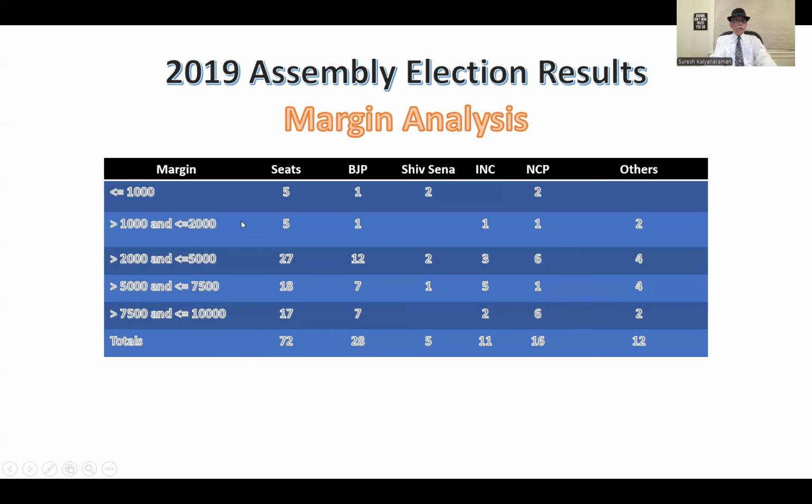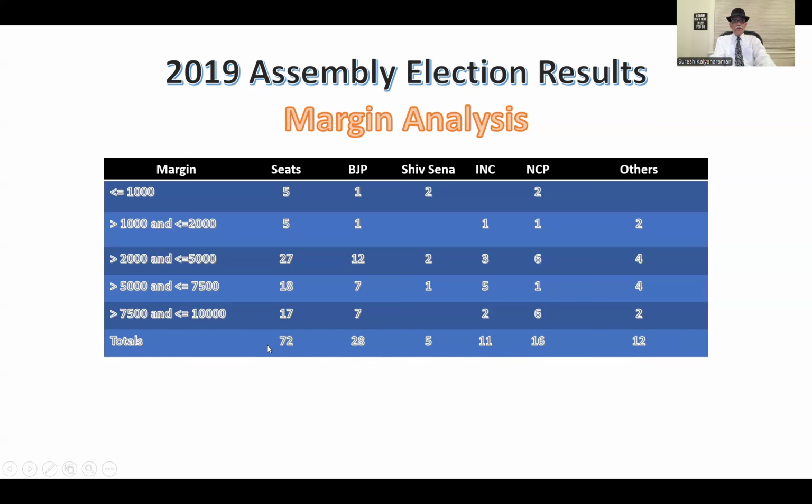So if you look at the total of all the seats that were decided by less than 10,000 votes, there were 72 such seats, and out of which BJP won 28, Shiv Sena won 5, Congress won 11, NCP won 16, and the smaller parties and the independents won 12. So this is where we think that most of the closely contested seats again we think are going to be within those 72 seats.